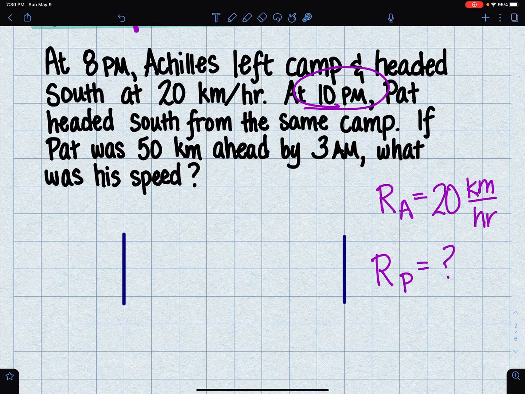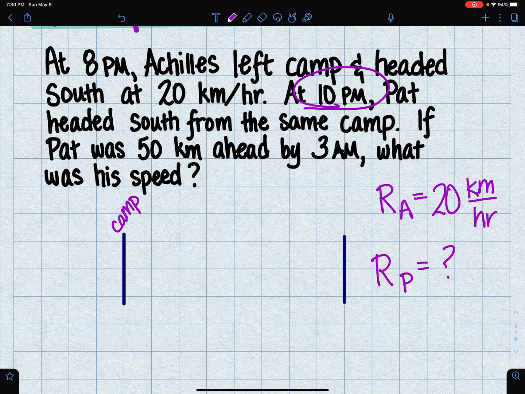Once you get the rate of Pat, that's the answer to the question. That's what they want to know. Okay, so let's draw a picture to see what's going on. Did they start out at the same place? If they did start out at the same place, my arrows are going to start right here. And it sounds like they did, because this is camp.